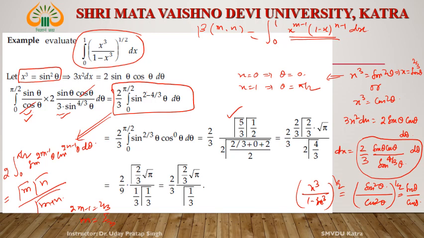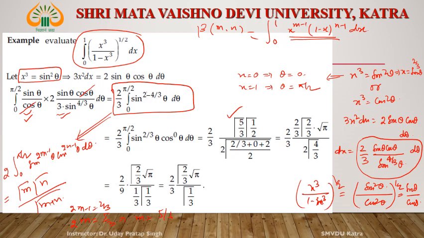Okay. 2m is equal to 5 by 3, then m is equal to 5 by 6. So 2m minus 1 is equal to 2 by 3. So m is equal to 5 by 3, 2 by 3 plus 1, that is 5 by 3. 2m is equal to 5 by 3, then m is equal to 5 by 6.